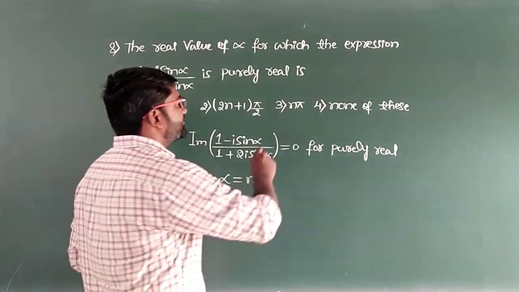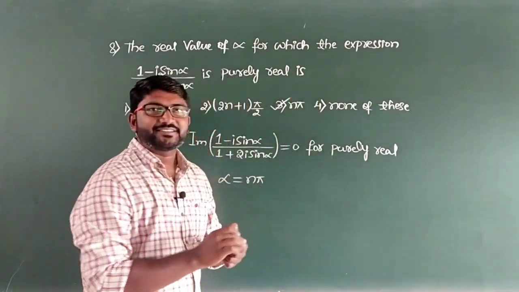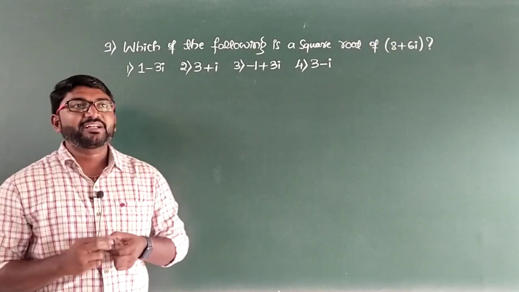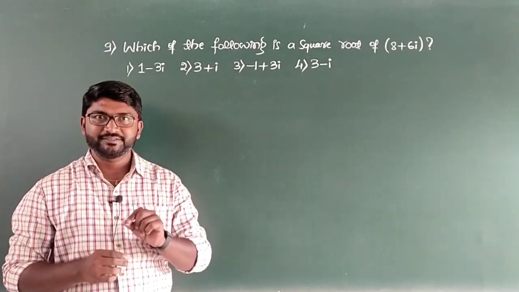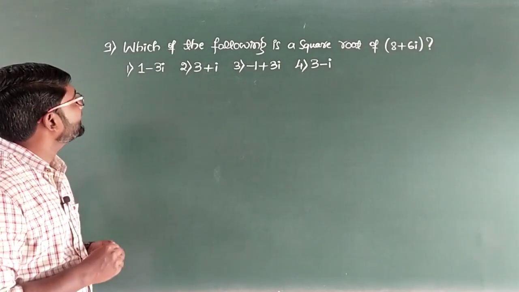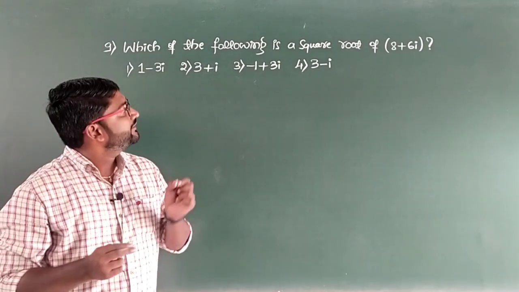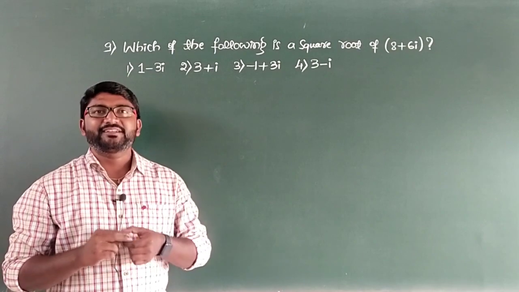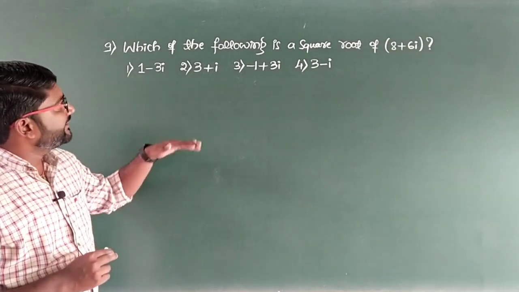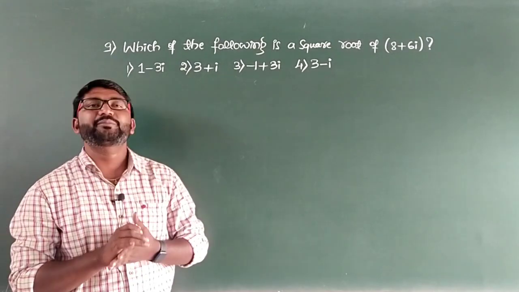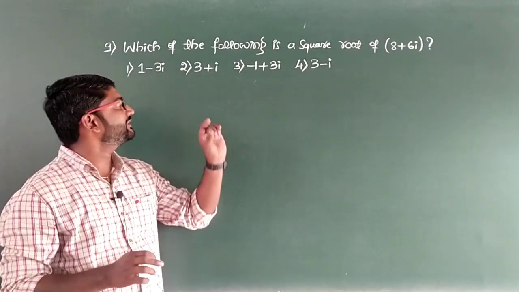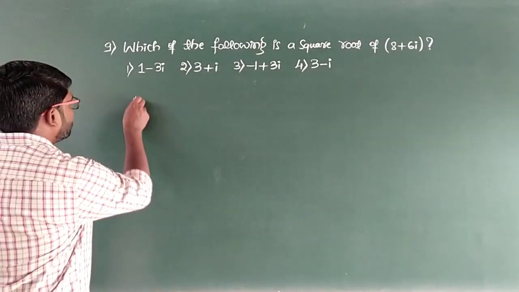Search for the options now. Option 3 is the correct answer. Well, question number 9. Which of the following is a square root of 8 plus 6i, and the 4 options are 1 minus 3i, 3 plus i, minus 1 plus 3i, 3 minus i. So here we will have to verify through the options. I will take the first option and check whether it is a square root of 8 plus 6i or not. If it is not, I will go for the second option. Let me take the first option.